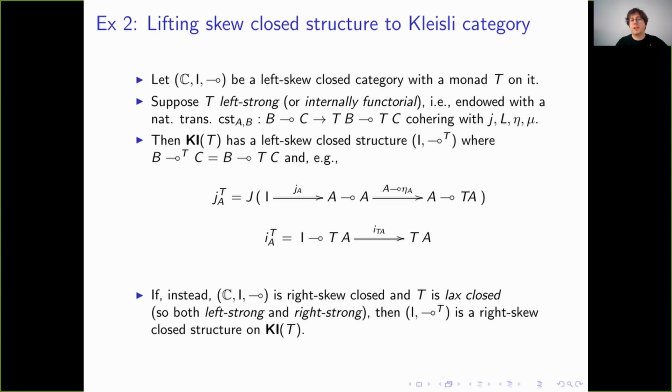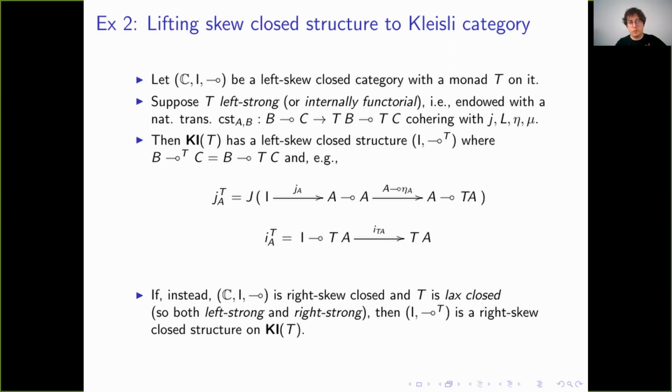And now we can define a left skew closed structure on the Kleisli category of T, where the unit again is the same, and now the new lolly is given by just applying T on C. So B lolly C with the new lolly is B lolly TC. Well, this is the old lolly. This is how you define J and I for the new left skew closed structure. So I is very simple. You just use I on TA. So the new I on A would be the old I on TA.